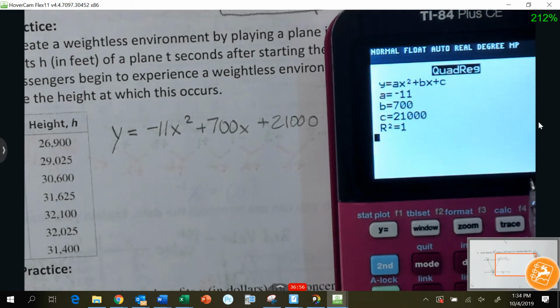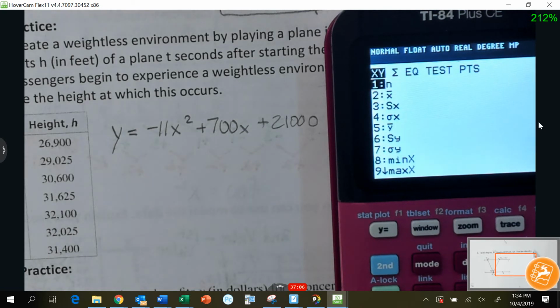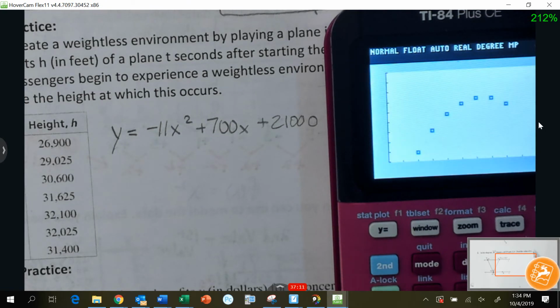Let's copy that equation into our y equals. Let's go to our y equals and we're going to copy it in there. So vars, 5, EQ, regular EQ, graph. And I'll wait for you guys to catch up.